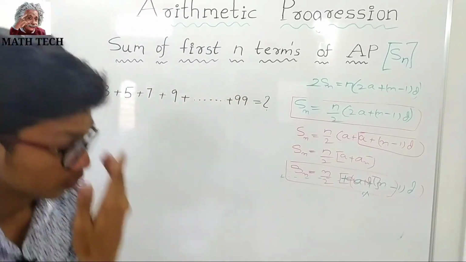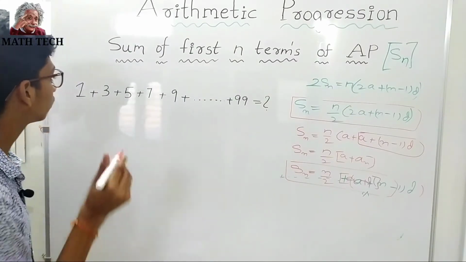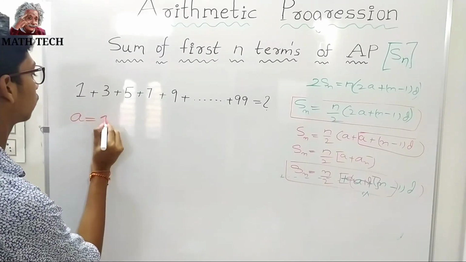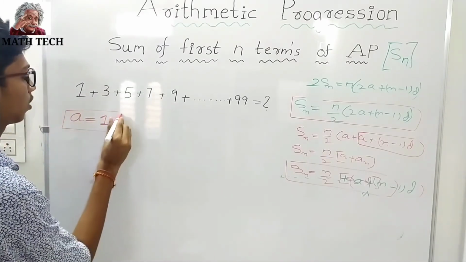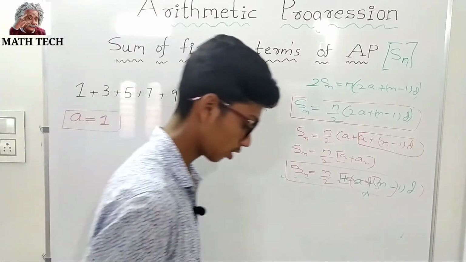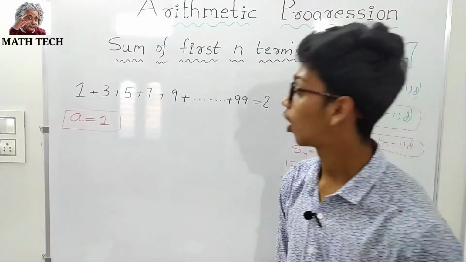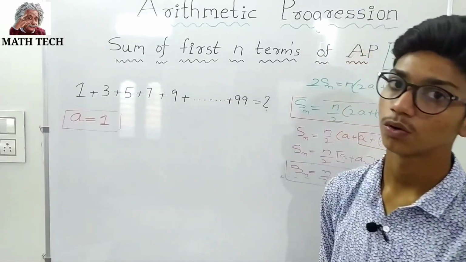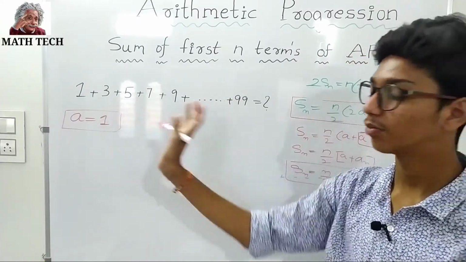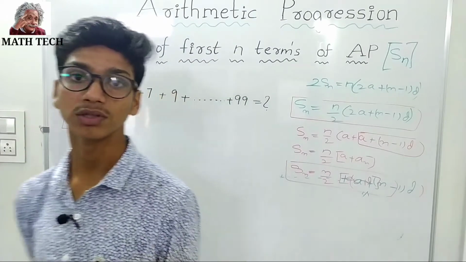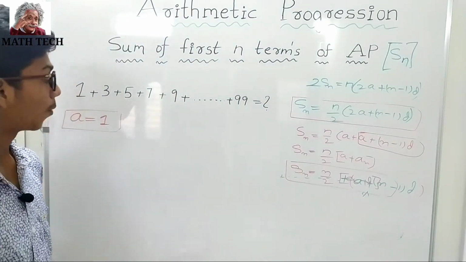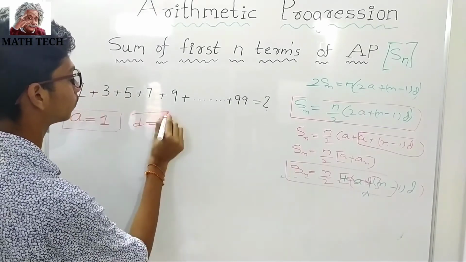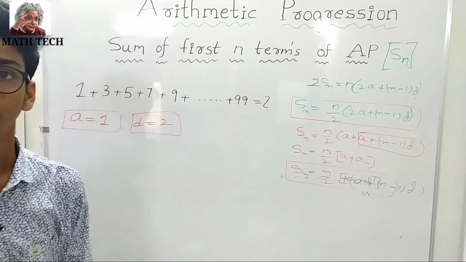Okay, so in this arithmetic progression, A, that is the first term, is 1. And what is the common difference? Common difference is second term minus first term, that is 3 minus 1, 2, or third term minus second term. Any difference between any consecutive numbers is known as common difference. So the common difference will be 2.